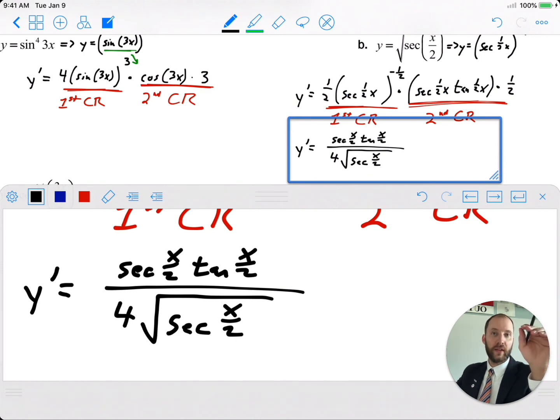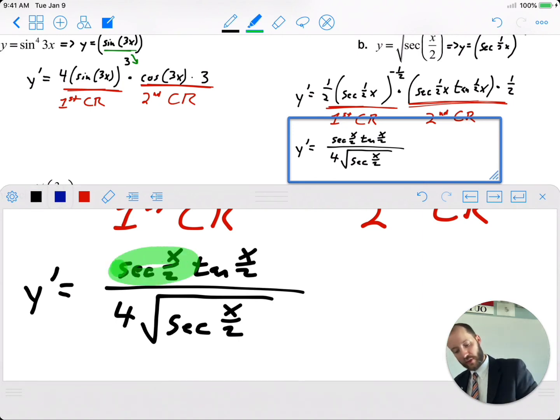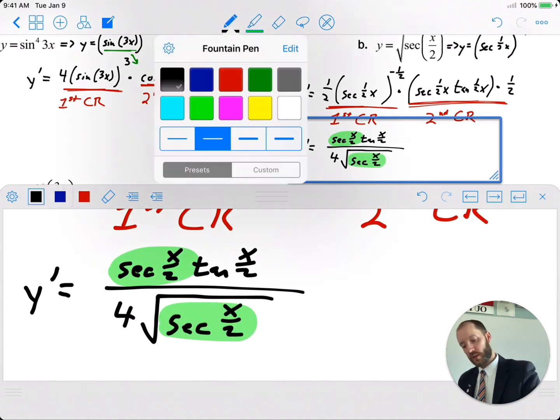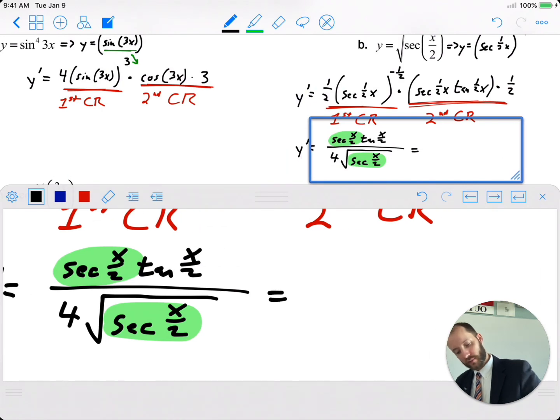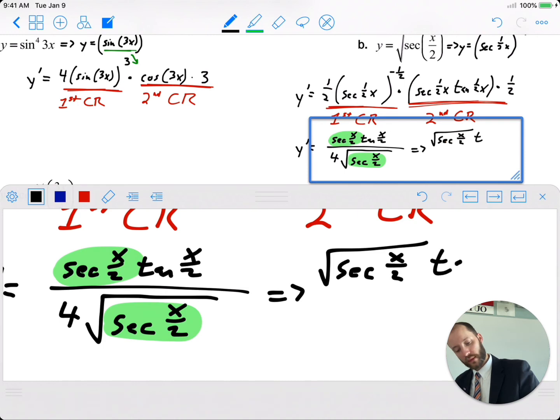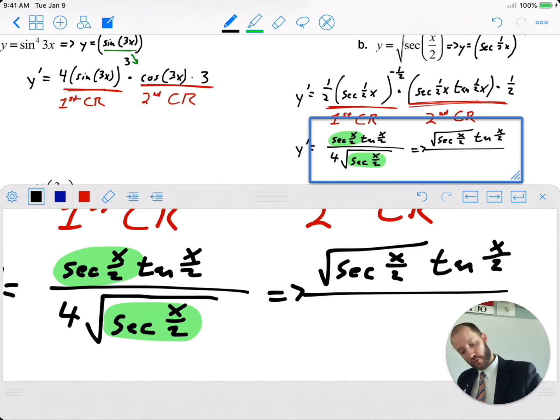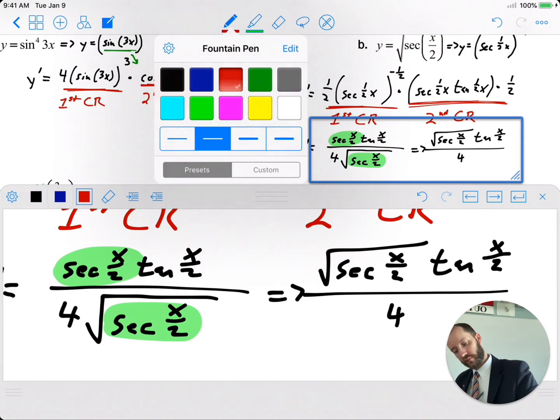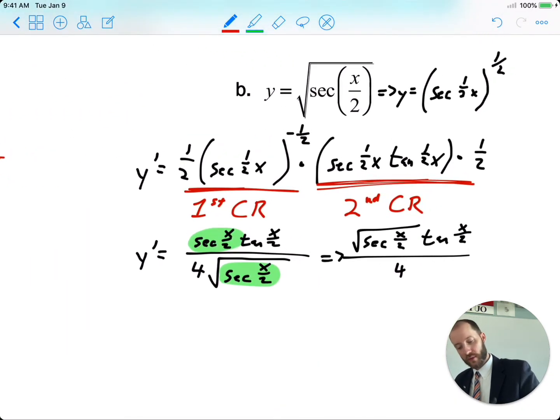Now this is where the multiple choice can get tricky, because you have a secant x over 2 in the top, a secant x over 2 to the 1/2 in the bottom. Those could be cancelled out. So now you have a secant x over 2 to the 1/2 in the top, so a square root, tangent x over 2, all over 4. So again, FRQ could have this, multiple choice, they might want you to reduce. Don't do that, okay?